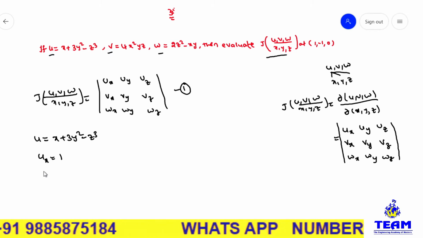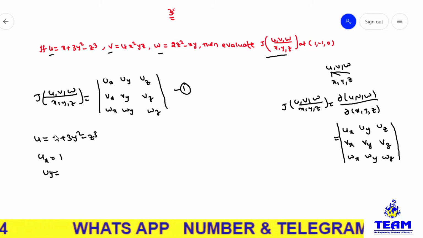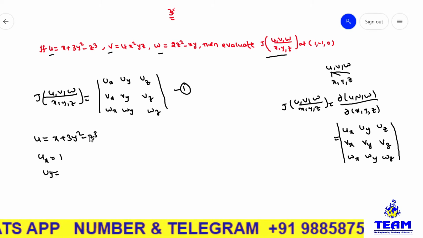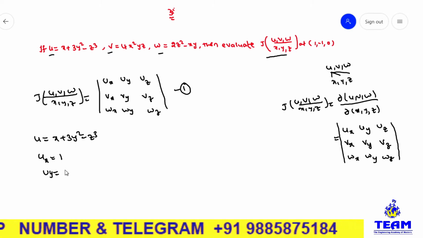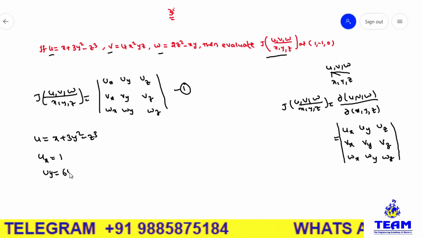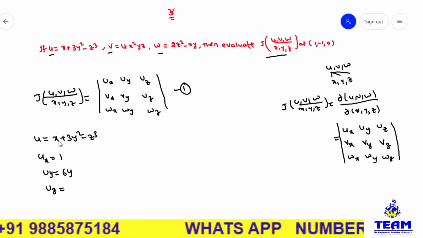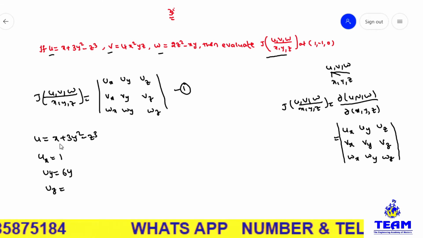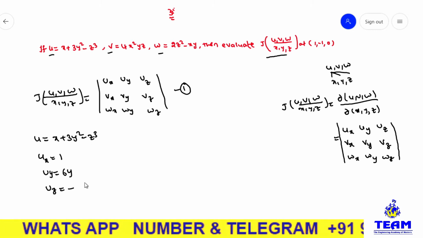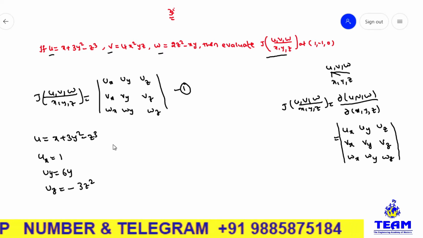Now u with respect to y I want. Here it is independent of y, and this is also independent of y, so these two derivatives will be 0. The derivative of y square is 2y, so 3 times 2 is 6y. Now u partially with respect to z. Is there any z term here? No. Here also no, so these two derivatives will be 0. Now the negative sign is there, and the derivative of z cube is 3z square. These are the values of the first order partial derivatives.